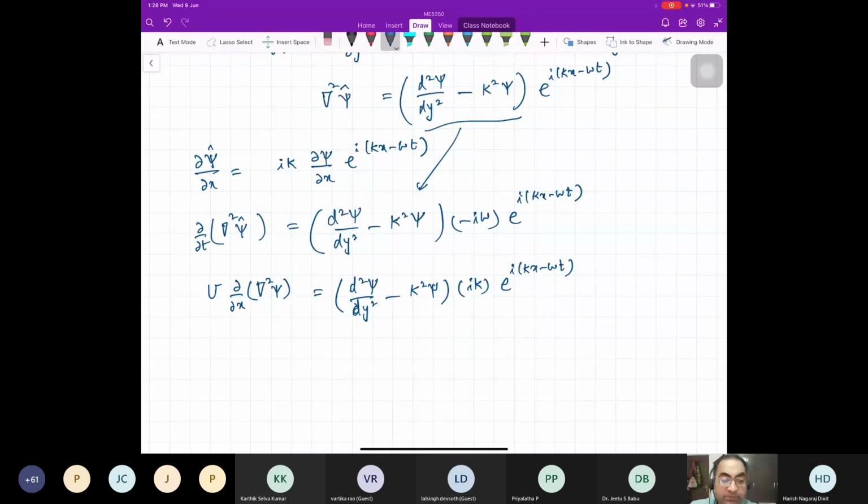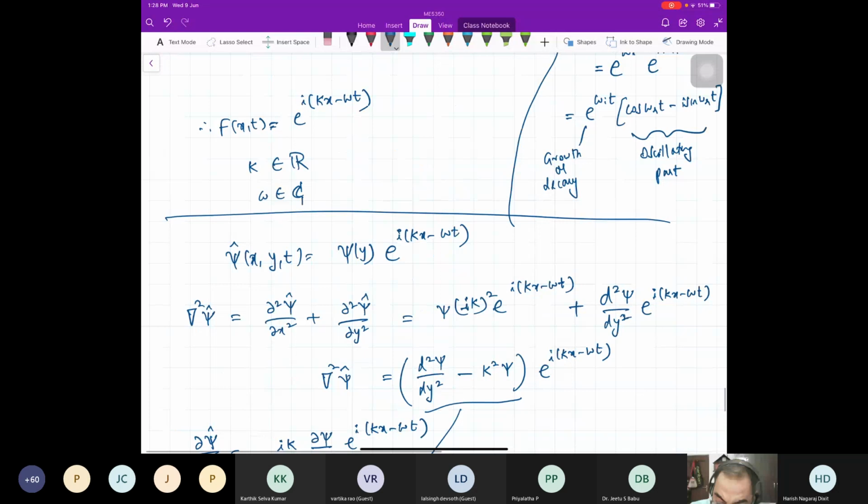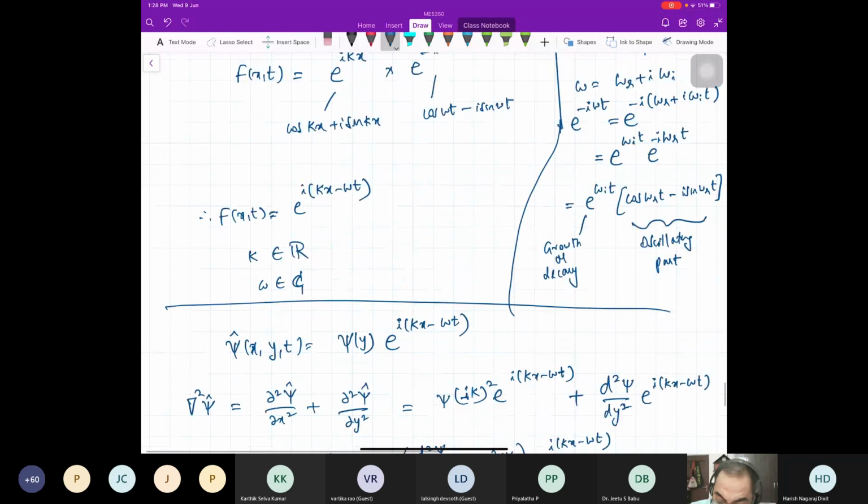Now I can substitute the whole thing. Did we give a number to this equation? No, I've not given. Let's give a number to this equation. Let's call this equation 5. So let's substitute into 5.